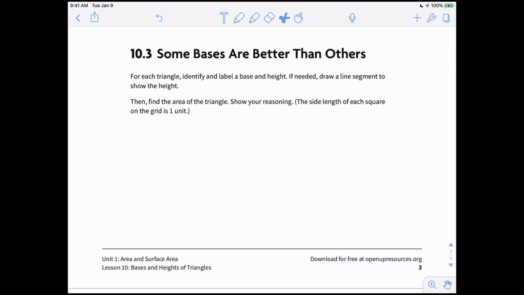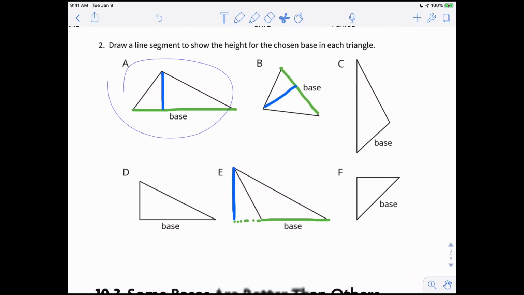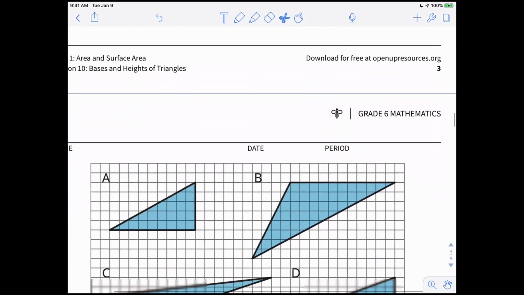So some bases are better than others. What the heck does that mean? It means sometimes the height is pretty easy to find, like in the case of A and B, but sometimes the height is a little tricky to find, as in the case of E. And that's really what they're talking about.